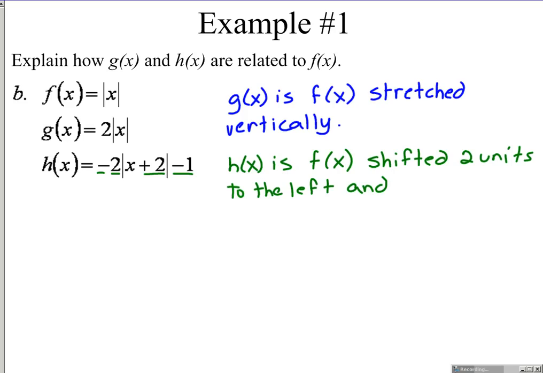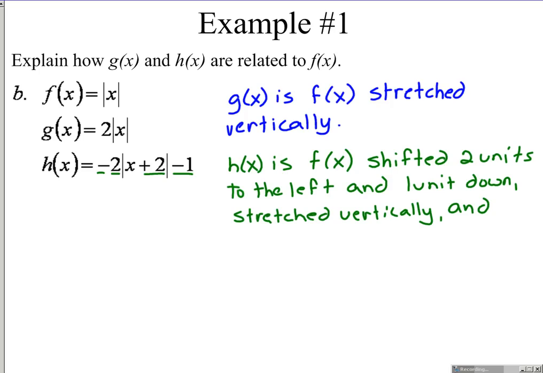and subtracting 1 from the entire function, 1 unit down. So h of x is f of x shifted 2 units to the left, 1 unit down. The 2 in front is going to stretch it vertically. And the negative reflected over the x-axis.